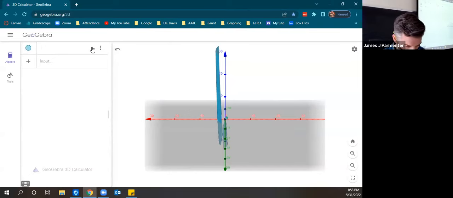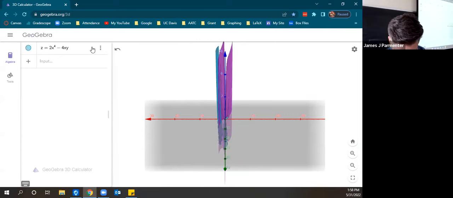Okay. So this one is a little easier. It's z equal to 2x to the fourth minus 4xy plus y squared.